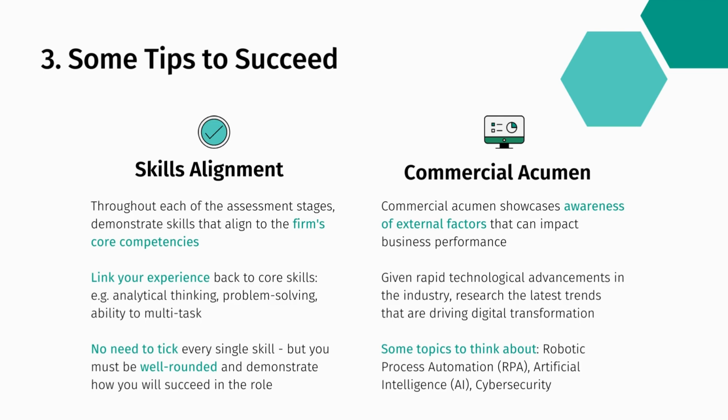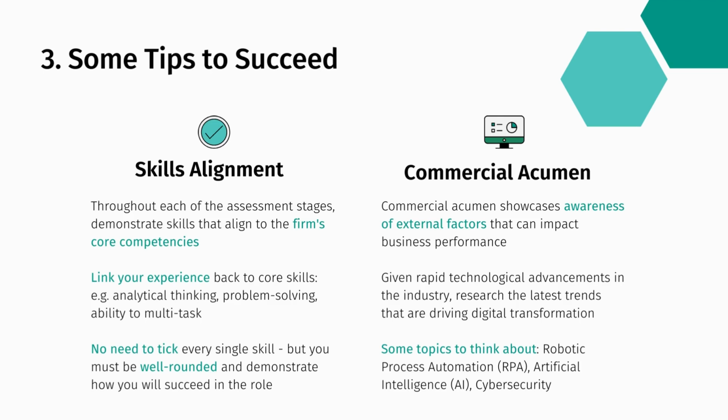For skills alignment, research the firm's core competencies and clearly communicate how your skills align to the firm's values. A good way to do this is to demonstrate how you are an effective problem solver, a strategic thinker, or someone who stays calm under pressure. Examples can be drawn not only from your work experience, but also from your prior education, extracurricular, or any of your voluntary activities.